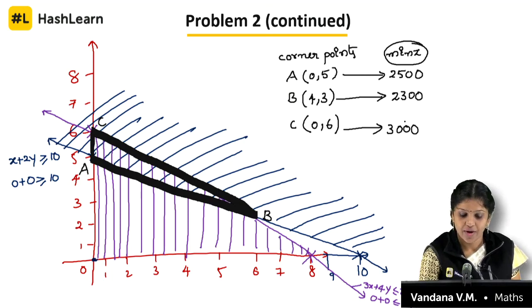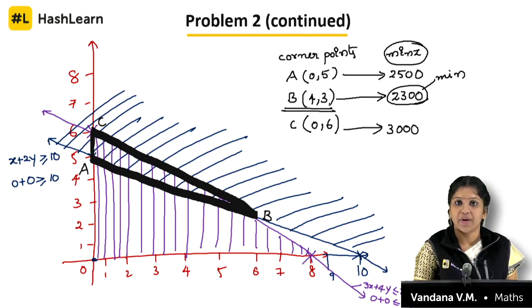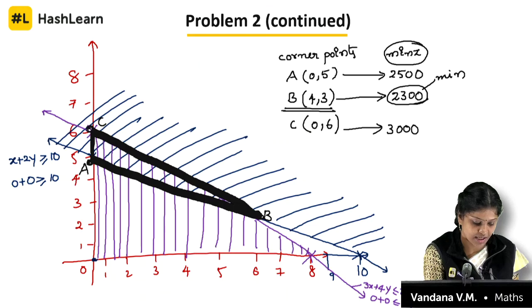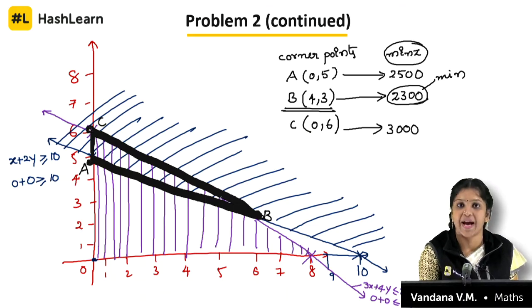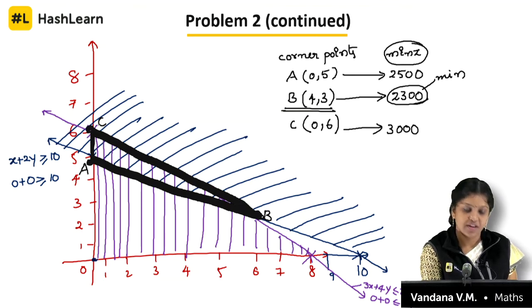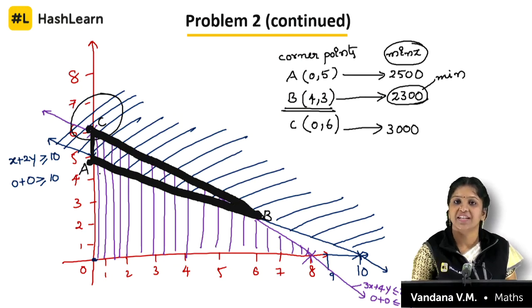Now understand. I want the minimum value. So where am I having the minimum value? At the B point. What is the B point? 4 comma 3. Clear? Any doubts? By seeing the diagram itself, you can make out the minimum value is at B. A and C are the maximum values compared with B. Clearly I can say C is the maximum value. By seeing this shaded region itself, I can make out. Understood, right?